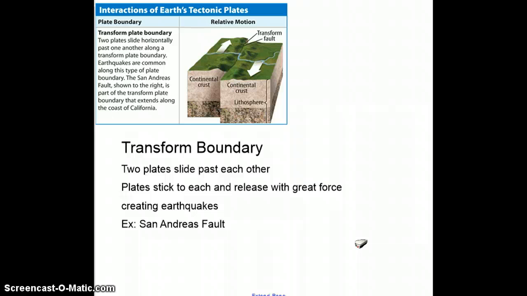So we usually think of a transform boundary, the main feature that will form. Sometimes we talk about faults and earthquakes. Probably our most famous example of a transform boundary is the San Andreas Fault.